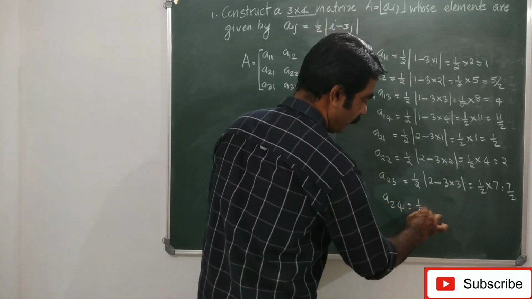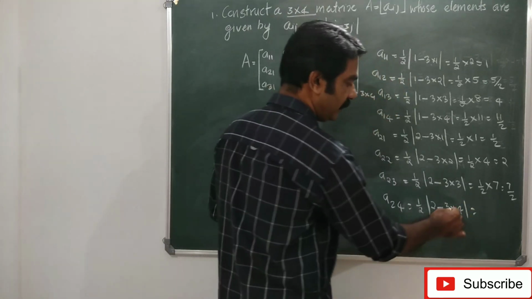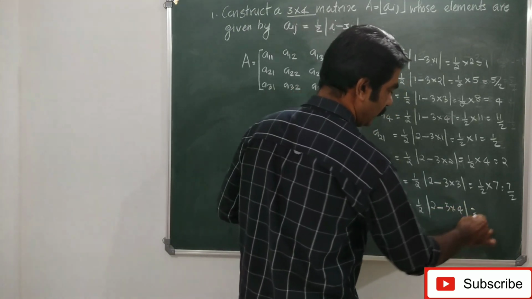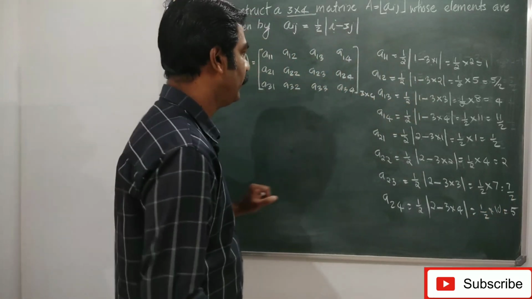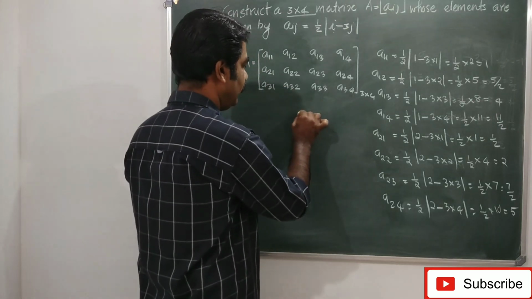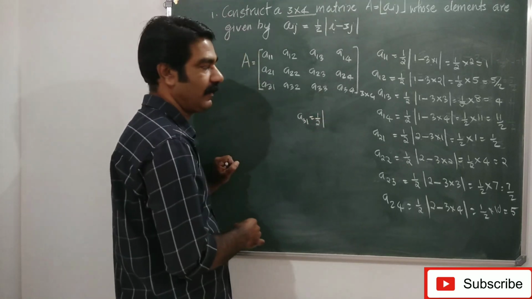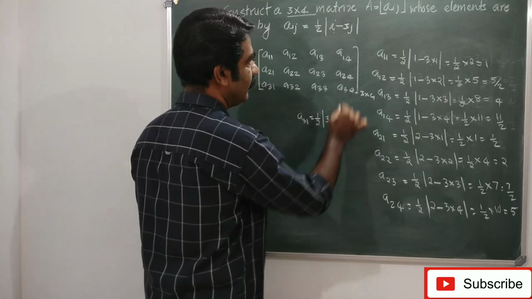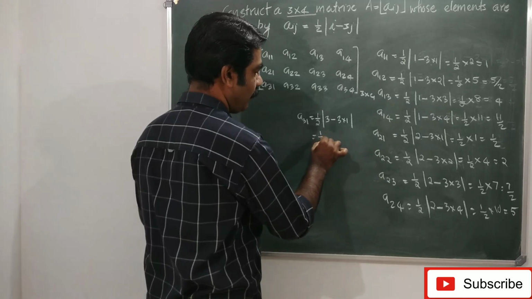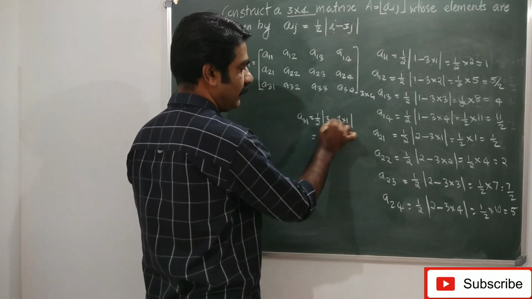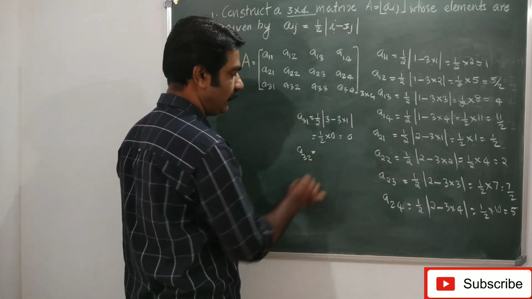Now a24. What is a24? Half into mod (2 minus 3 into 4). That's equal to, 3 4s are 12, 2 minus 12 is minus 10. So half into 10 is equal to 5. Now we have to find a31. So what is a31? a31 is equal to half into mod (3 minus 3 into 1). That's equal to half into, 3 1s are 3, 3 minus 3 is 0. So the answer is 0.